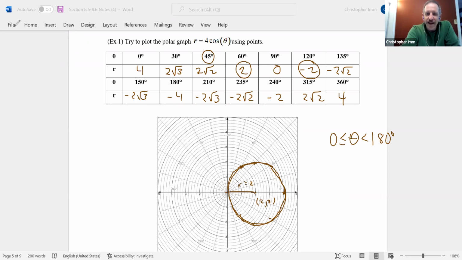And you know what? That's going to be common for a graph where you have r equal to something cosine theta. So when you look at that number in front of the cosine, that's going to give us some indication of the radius, or actually the diameter. That's going to give us the diameter of the circle.